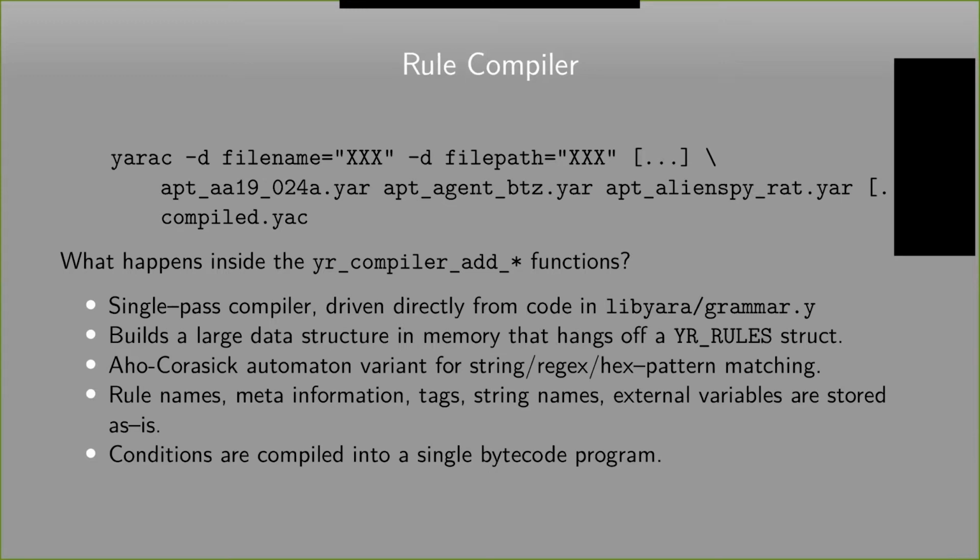The strings and regular expressions go into a variant of the Aho-Corasick automaton. Then there are rule names and meta information, as we've seen before. They get pretty much stored as is in the file, and they're well visible in the compiled rule set. And then there are the conditions. All the conditions are taken and compiled into a single bytecode program, and that's what we are interested in for the purpose of this talk.